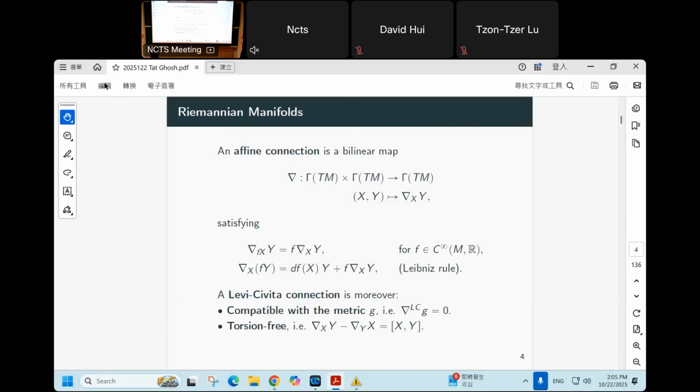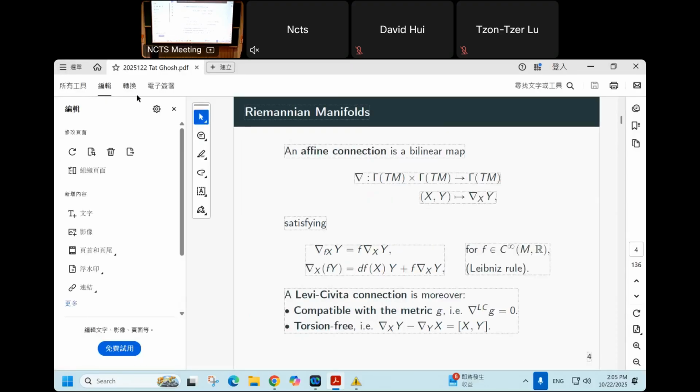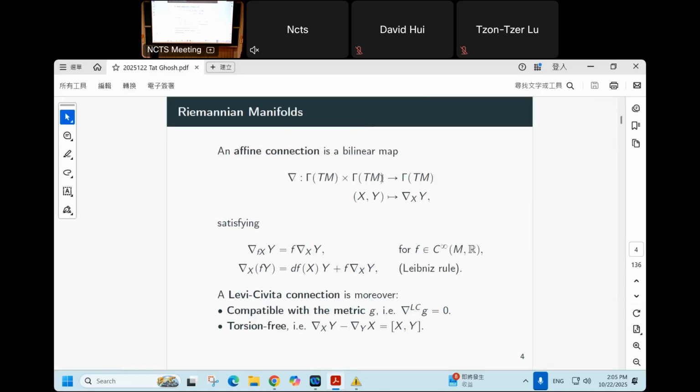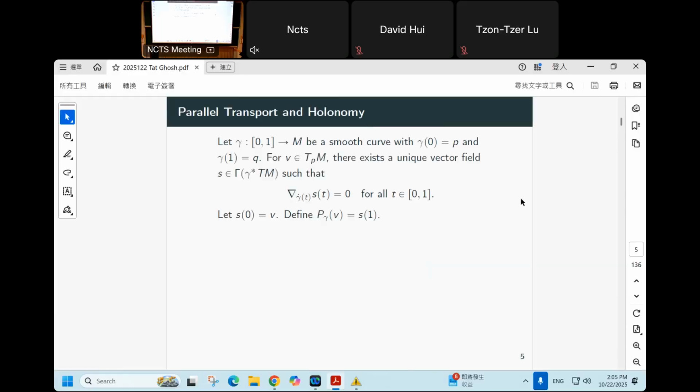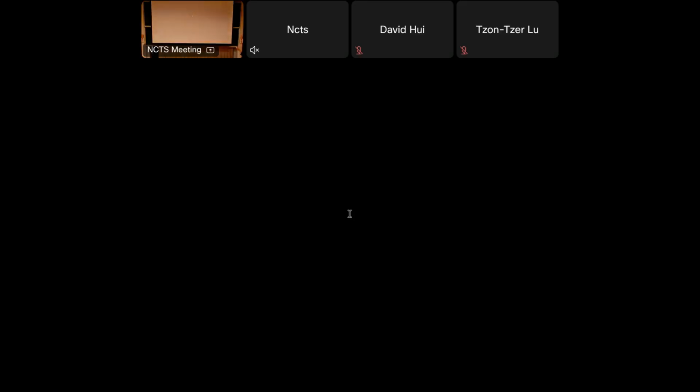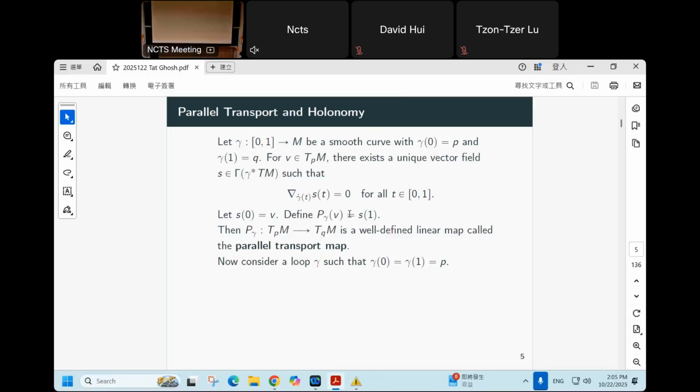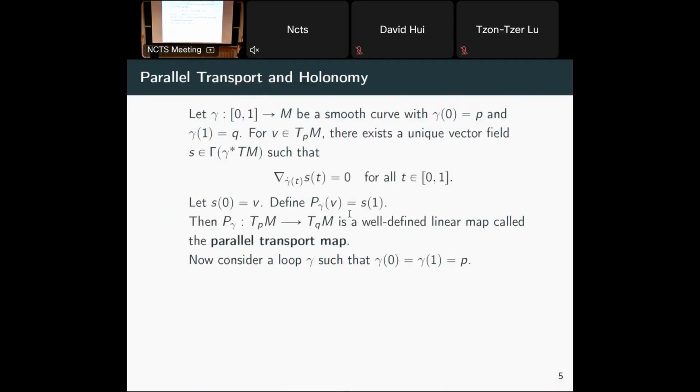Full screen. What's this full screen? Ooh. Oh, now it's, oh no. Okay, got it. Perfect.